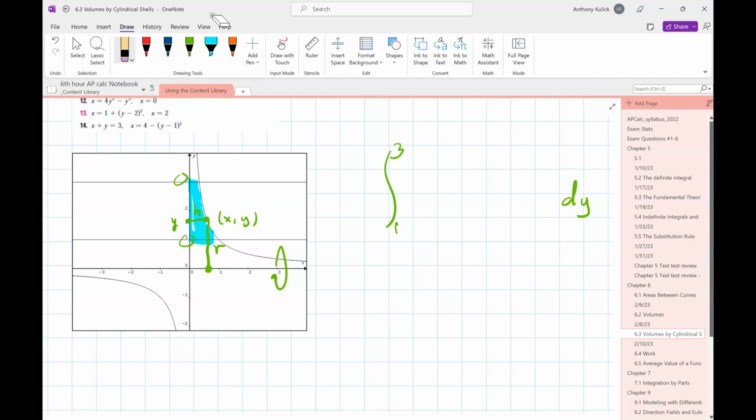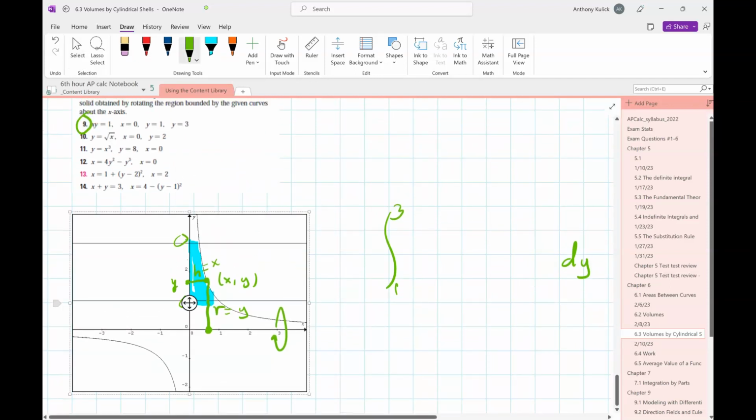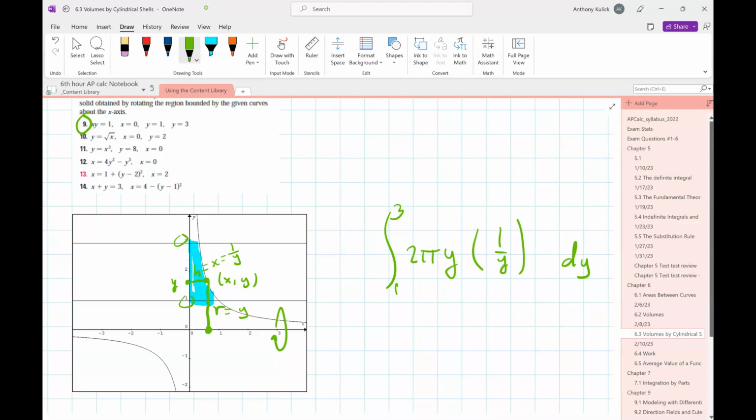So, what is the height then? So this is y, h is x, right? But what is x going to equal? 1 over y. So we have 2 pi y times 1 over y. And that should be an easy integral to do because the y times 1 over y just cancel each other out. So we're just integrating a constant.